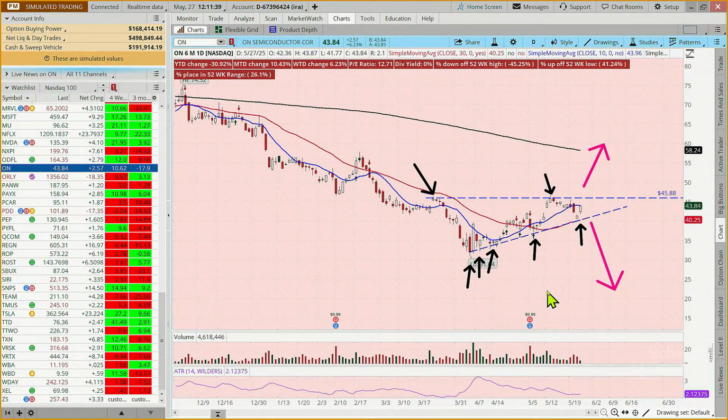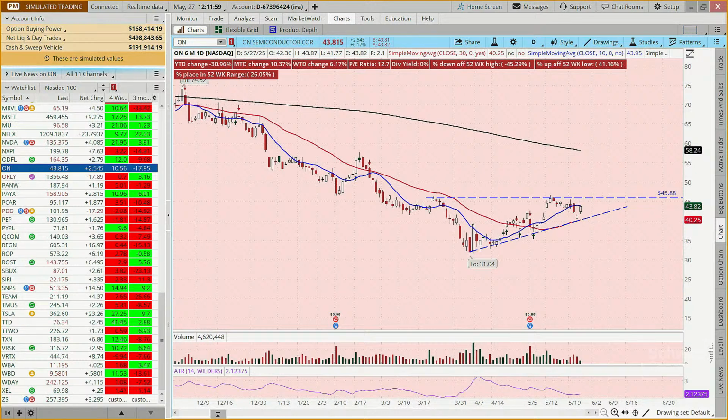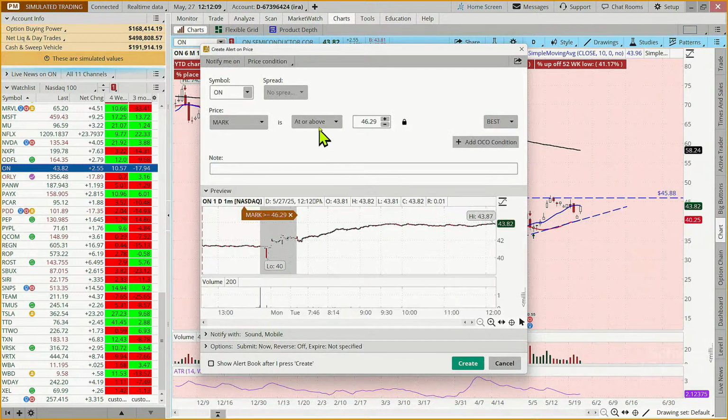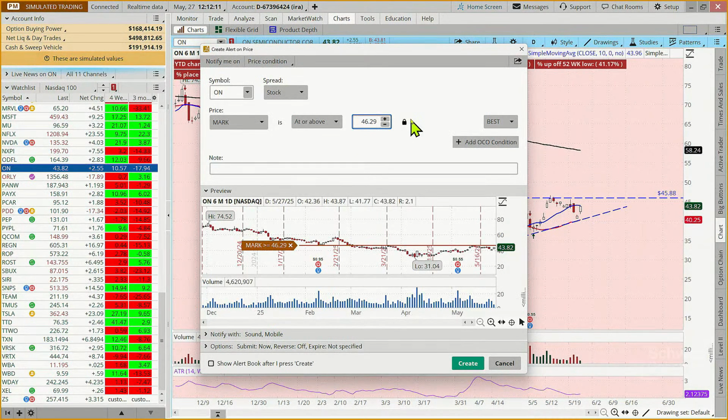Or you could say, hey, I don't want to miss this if it comes my way, but if it gets to $46, I'd like to know about it. Or if it goes below this 40.25-ish level, I'd like to know about that too. And so what we could do is we could put in an alert to say, hey, if it comes above 45.88, so we're going to create an alert at or above, let's just say 46.